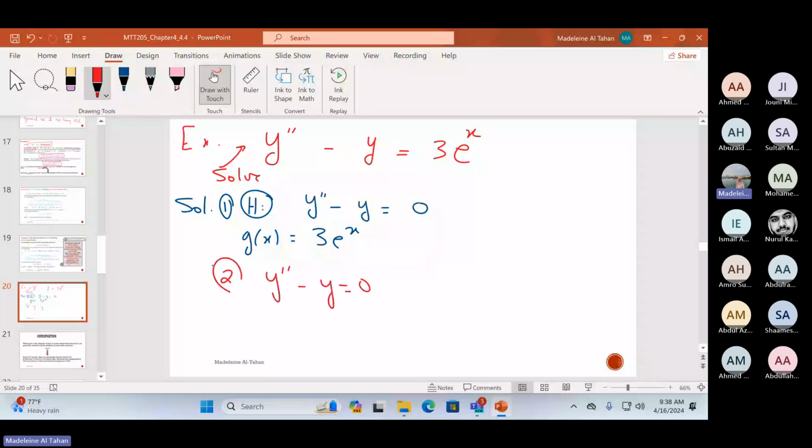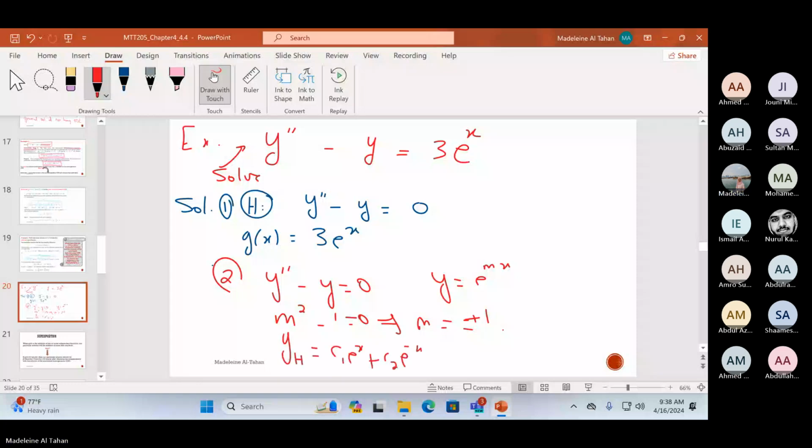Again, y equals e to the power mx, auxiliary equation m squared minus 1 equals 0. That means that m equals plus or minus 1, right? Yes. What will be YH or YC? C1 e^x plus C2 e^(-x). We will put it in a box.